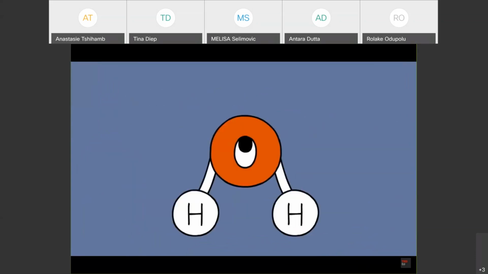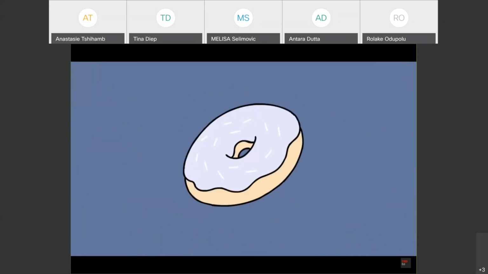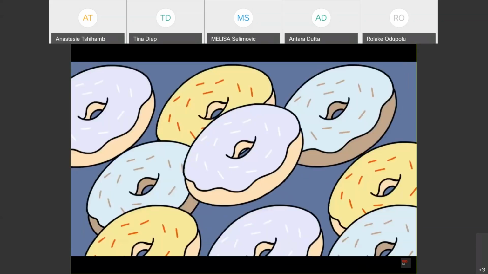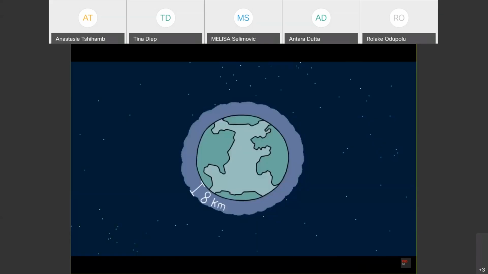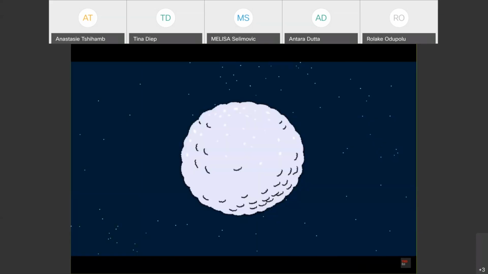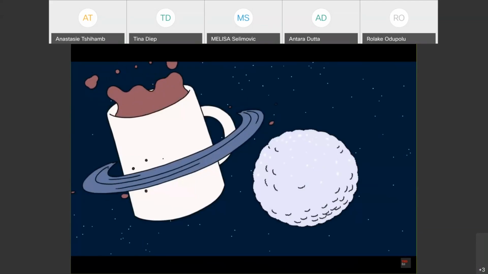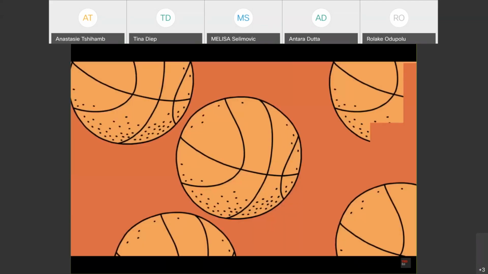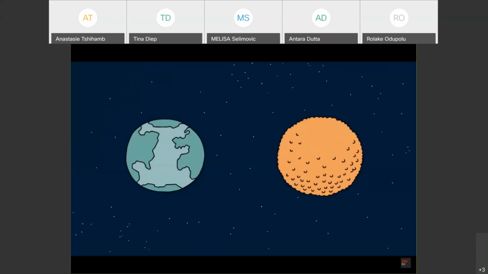Maybe this will help. Exchange the water particles for donuts. If you had a mole of donuts, they would cover the entire Earth to a depth of 8 kilometers, which is about 5 miles. You really need a lot of coffee for that. If you had a mole of basketballs, you could create a new planet the size of the Earth.